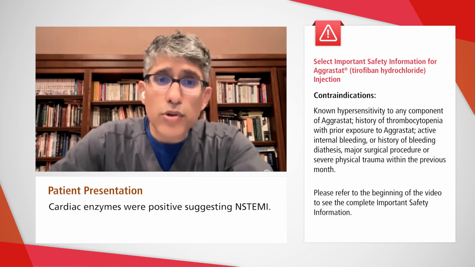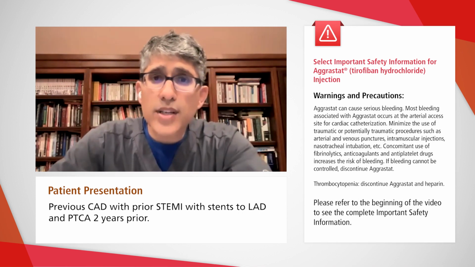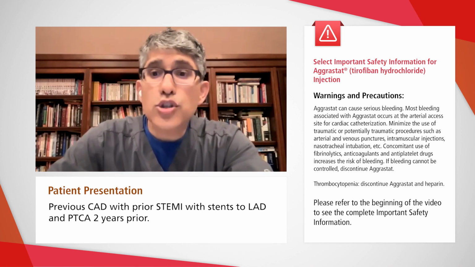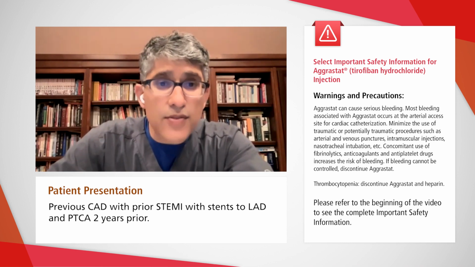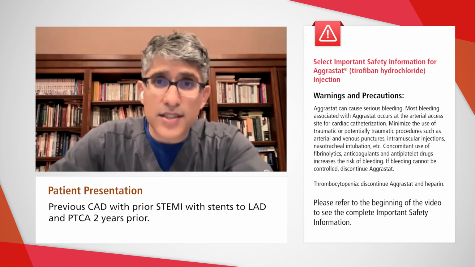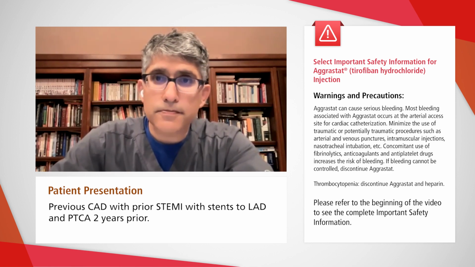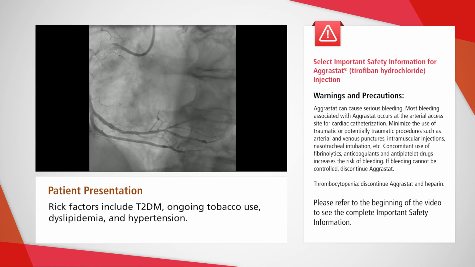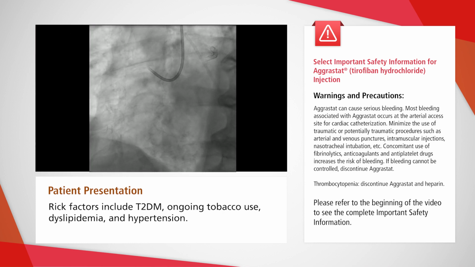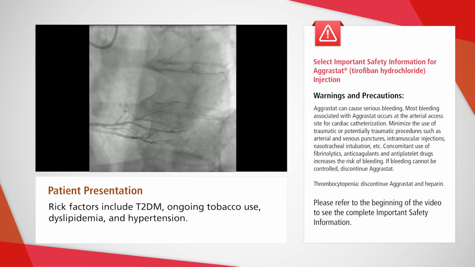His history was notable for previous coronary artery disease with a prior ST elevation MI treated with a stent to the LAD and PTCA of a first diagonal branch 2 years prior to the current admission. The ejection fraction at the time of his prior STEMI was 35%, but had recovered nicely to 57% at his last assessment. His cardiac risk factors included type 2 diabetes mellitus, ongoing tobacco use despite counseling to stop, dyslipidemia, and hypertension.